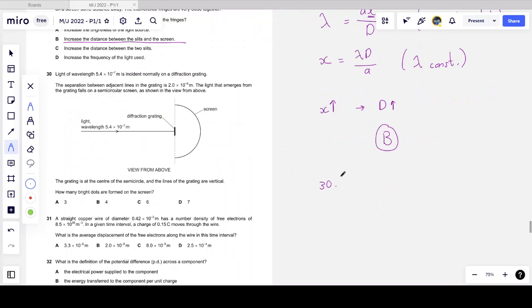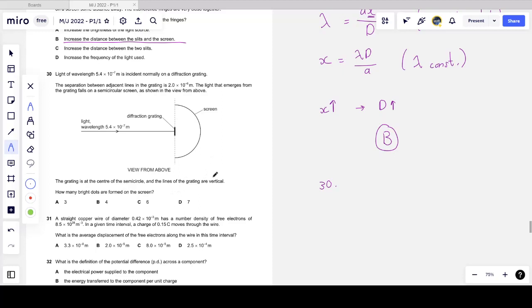Moving on to question 30, we are told that light of wavelength 5.4 times 10 to the minus 7 meters is incident normally on a diffraction grating. The separation between adjacent lines in the grating is 2 times 10 to the minus 6 meters, and the light that emerges from the grating falls on a semicircular screen as shown in the view from above. The grating is at the center of the semicircle and the lines of the grating are vertical. We want to know how many bright dots are formed on the screen.